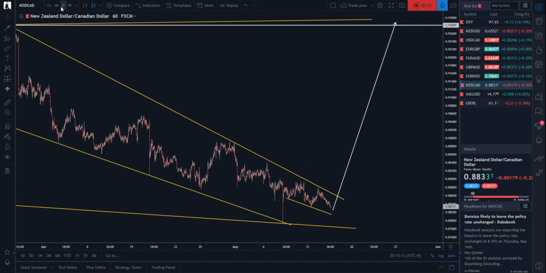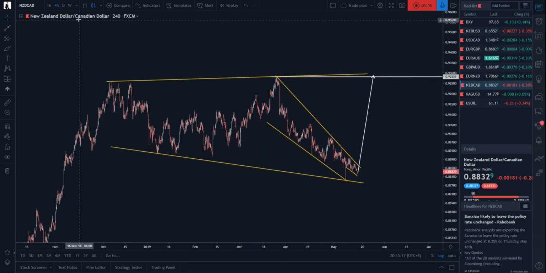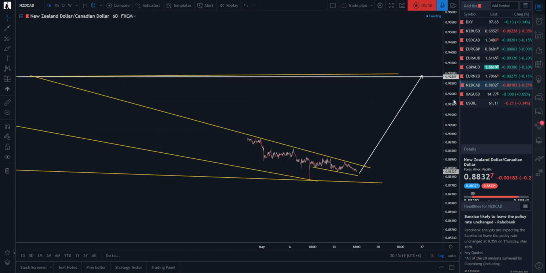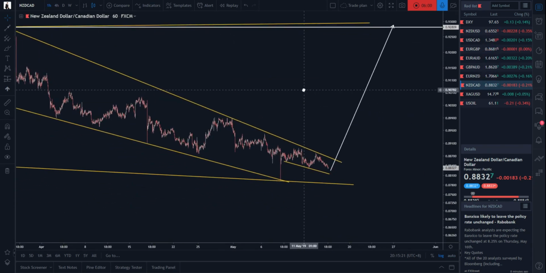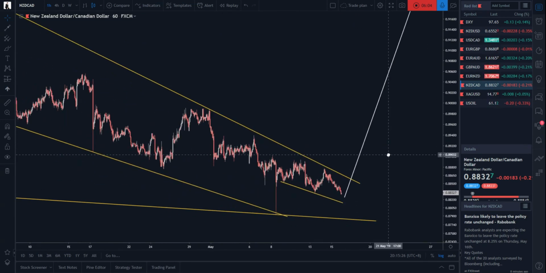Kiwi-CAD is very similar to Kiwi-Dollar. Structurally we are expecting the upside, and of course, same thing as the New Zealand. We are seeing some weakness in it simply because of the sentiment right now in the market, based on the trade war between China and US.